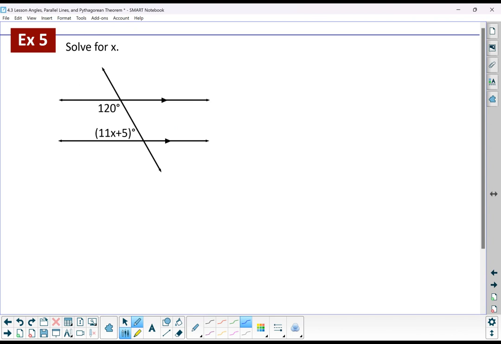Okay, there's a couple of ways that you could approach this problem. You could realize that this is 120 as well. That's probably a good way, I'm going to do it that way. So this angle is also 120 degrees, and these two form a straight angle. That means when I add them together, they equal 180 degrees.